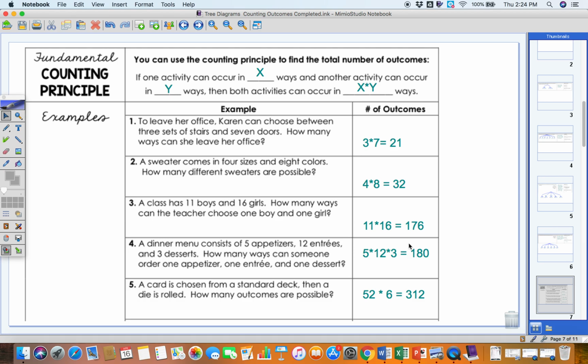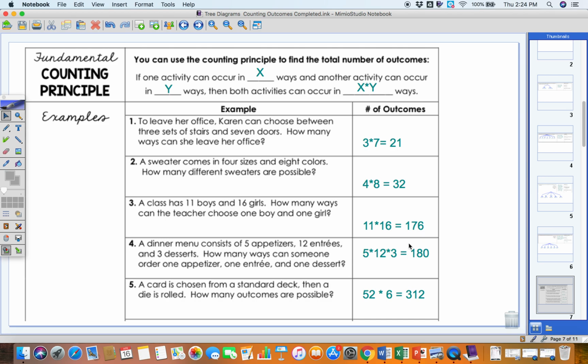Hi guys, this next thing that we're going to look at is the fundamental counting principle. The fundamental counting principle is another way to help find the total number of possible outcomes. It doesn't come up with a really easy way to list all of the outcomes, but it does tell you how many total there are.